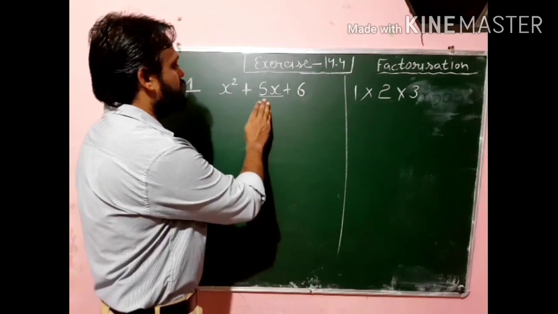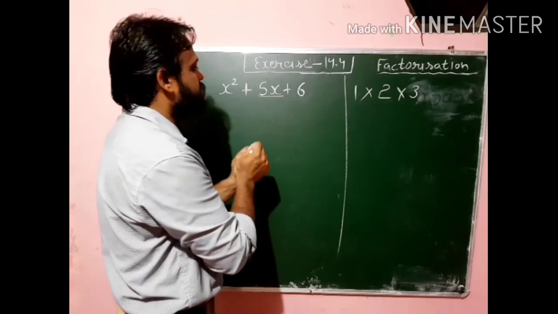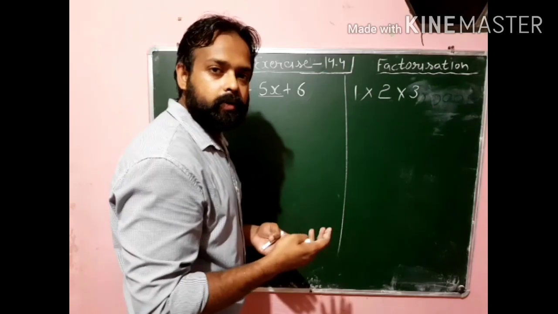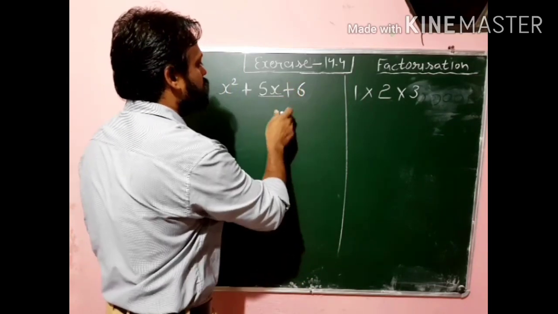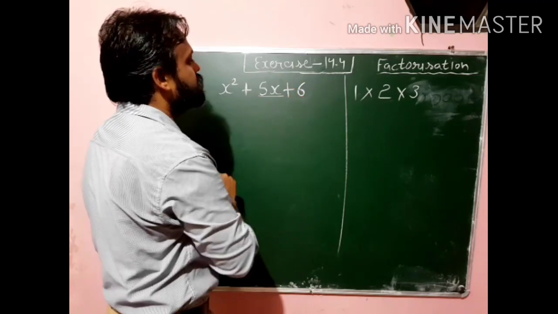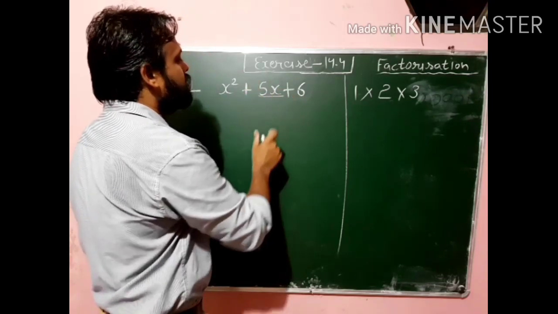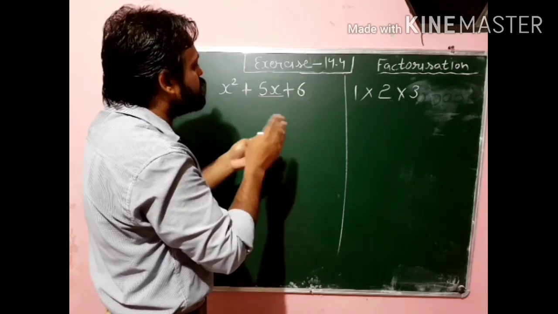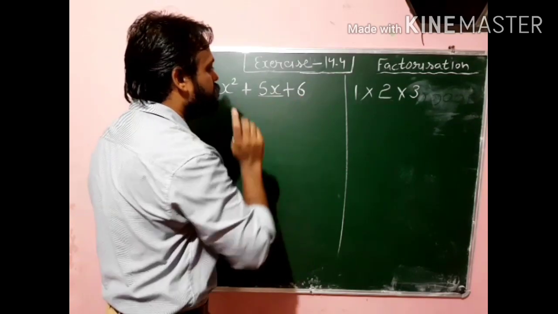Now you can see here this 5x is given to us. As I already told you, we have to split this 5x into two parts. Now see what condition we have to follow. See carefully, this is a very important condition. First of all, you have to see the sign of the constant term. You can see here the sign is plus, which means addition. Plus sign is here. It means we have to split this 5x into two parts such that the sum of these two parts should be equal to 5x and the multiplication of these two parts should be equal to 6.